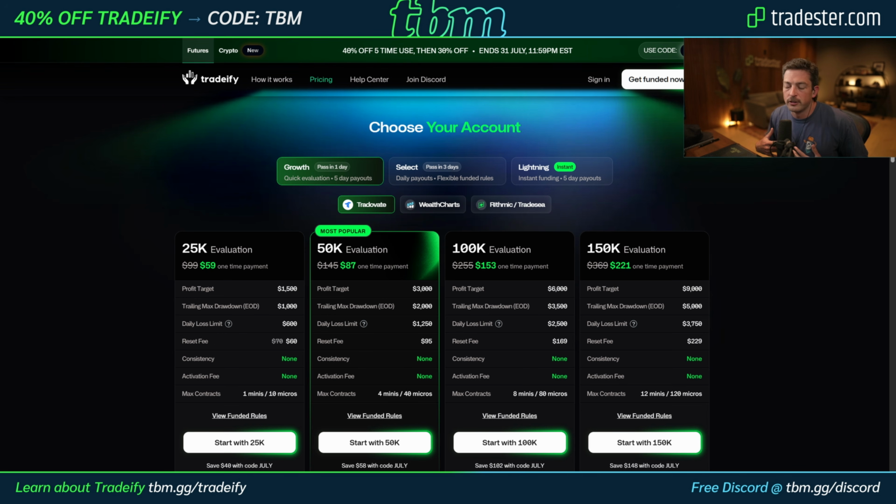So first things first, it's important that you understand what platform you're going to be trading on. I use Sierra Chart when I'm trading, which is a Rithmic based connection. So I use Rithmic when I'm selecting these, okay? It's very important you pick the right one because that is the platform that you're going to be locked in with during your evaluation phase.